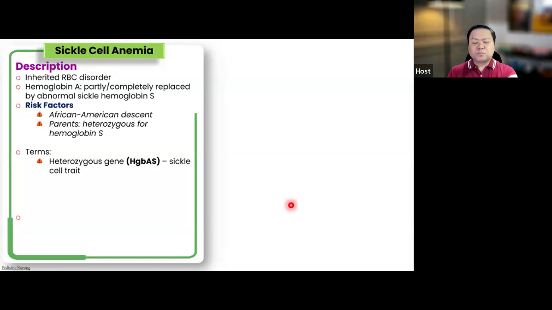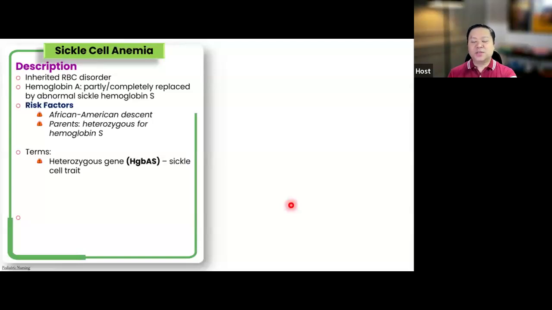With one copy of the normal hemoglobin gene and one copy of the abnormal hemoglobin gene, the HGBS, usually the child will not experience any symptoms. They will not manifest any symptoms of sickle cell disease. However, they can pass the abnormal gene to their children in the future.